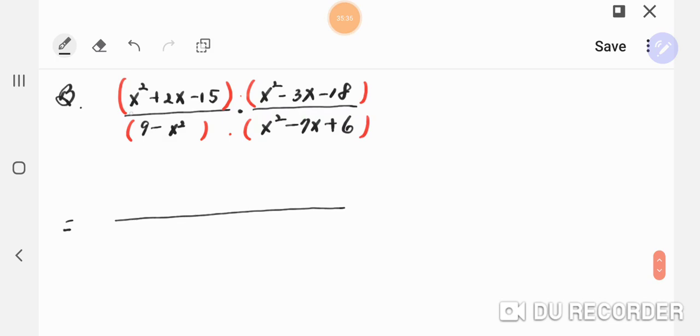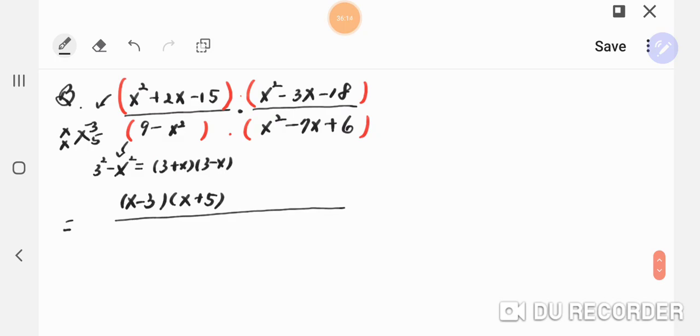Okay, the first trinomial will be x times x. 15 is 3 times 5, and the minus sign should go on number 3. So the cross multiply is 2x. So this will be x minus 3, x plus 5. And the bottom is this guy, right? And isn't it a difference of squares? So that will be 3 plus x and 3 minus x. So the bottom will be 3 plus x, 3 minus x.